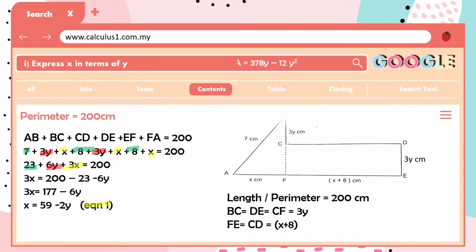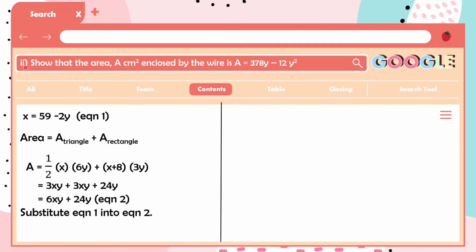The second question asks us to show that the area A cm² enclosed by the wire is A equals 378y minus 12y². From the first question, we get x equals 59 minus 2y, which we denote as equation 1. This question involves area, so we need to find the area of the triangle and the rectangle, and after that, we add them.